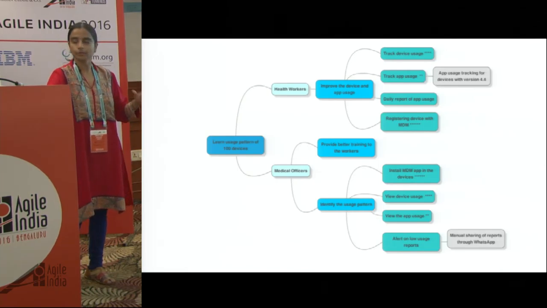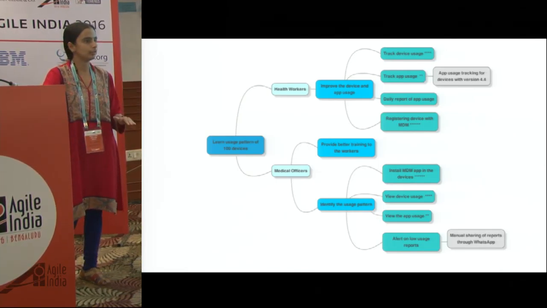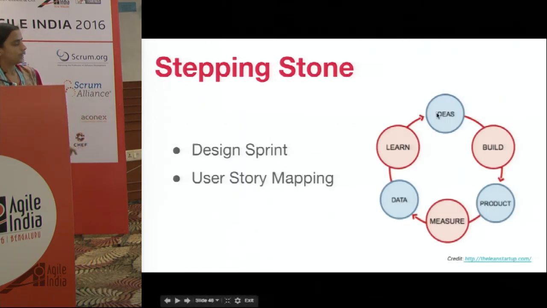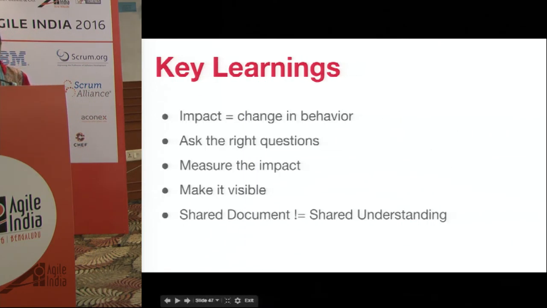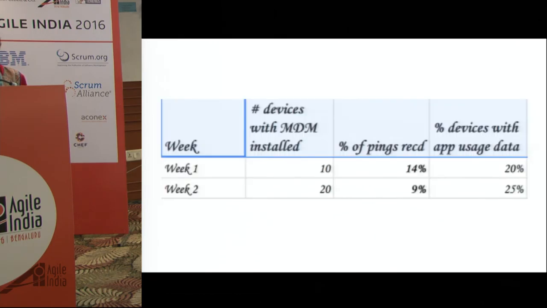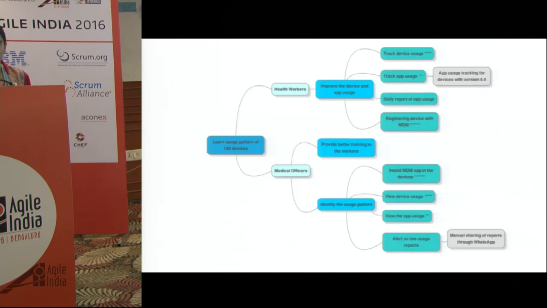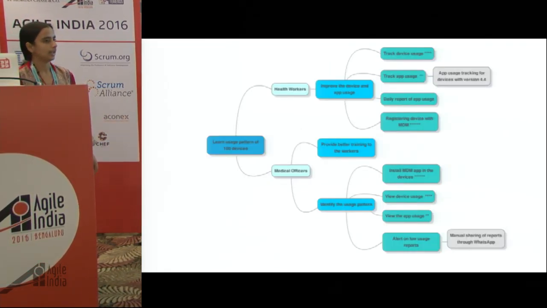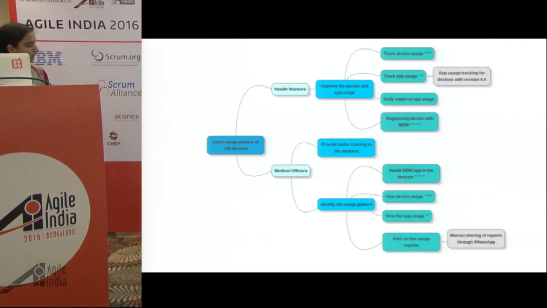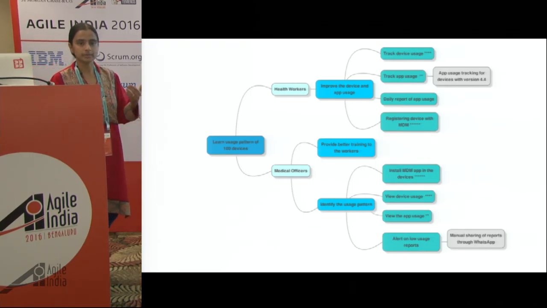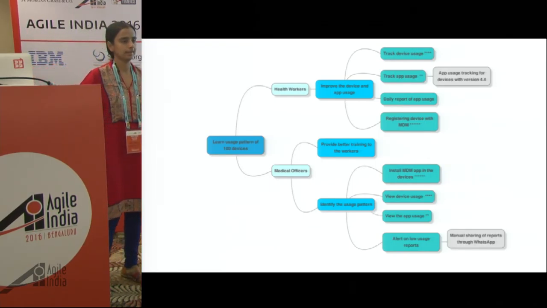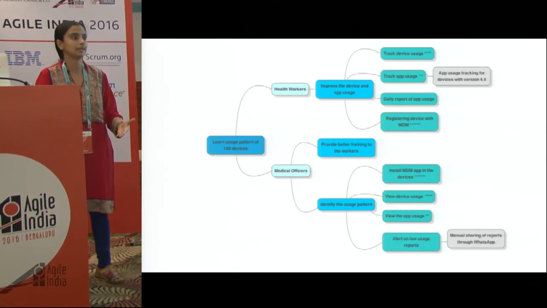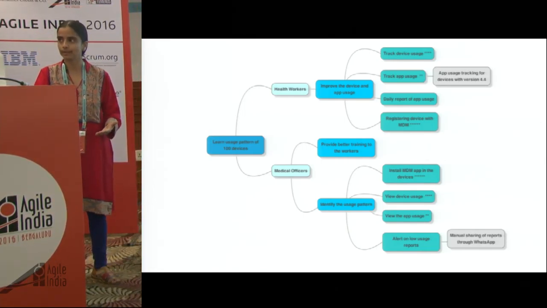And we also decided to lower the priority for reporting. That was something that I already explained. So we are done with the map. This is the final map. And again, as I mentioned, this is a very simple way to communicate what we are doing and what is expected out of this particular experiment.